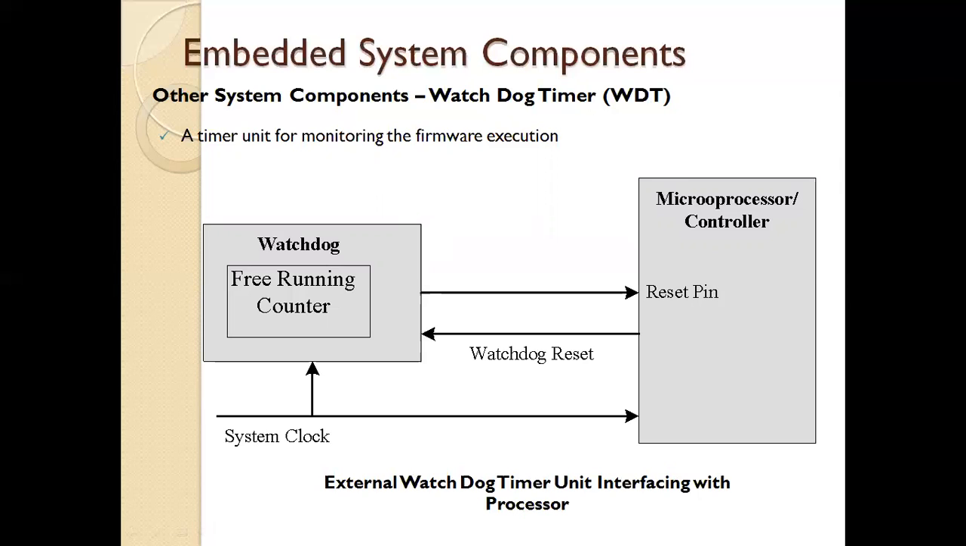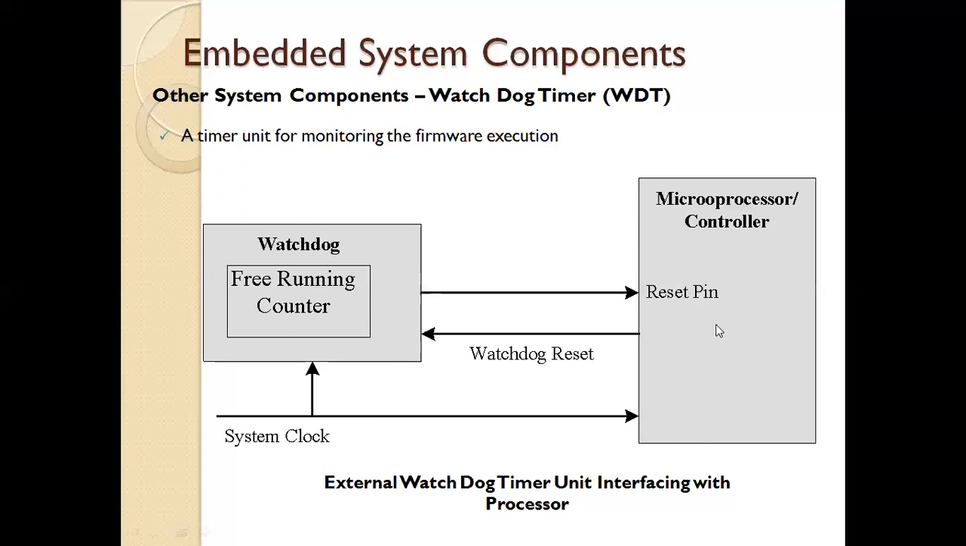Depending on the internal implementation, a watchdog timer increments or decrements a free running counter with each pulse and generates a reset signal to reset the processor if the count reaches 0 for a down counting watchdog, or the highest count value for an up counting watchdog. So what actually is a free running counter?